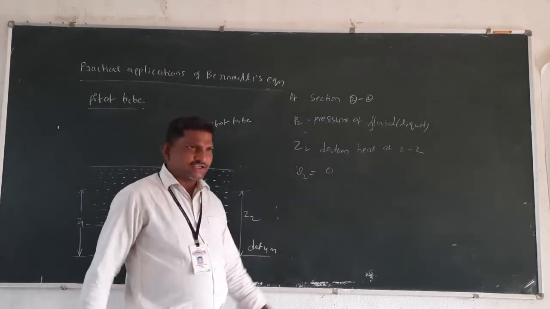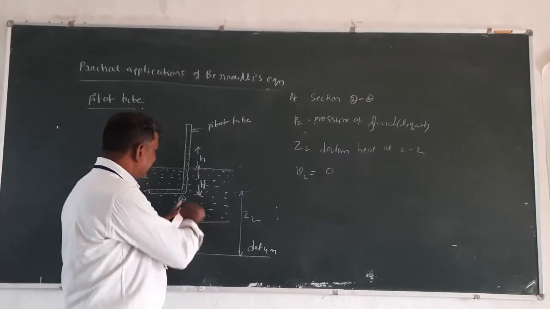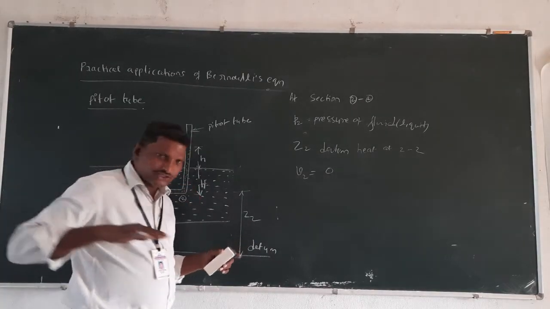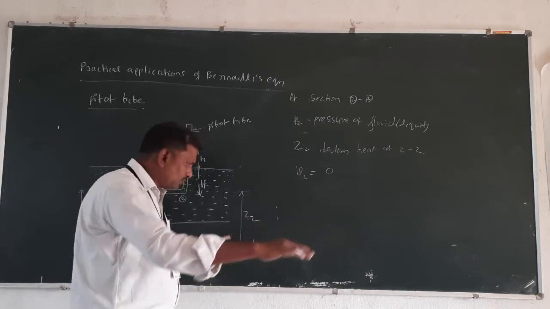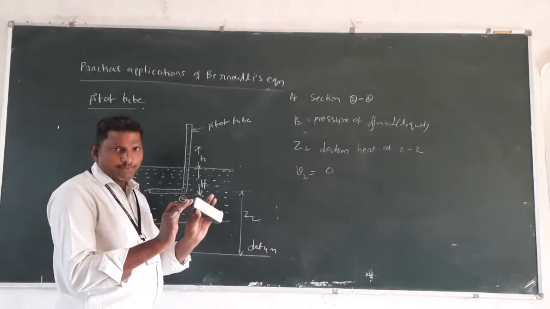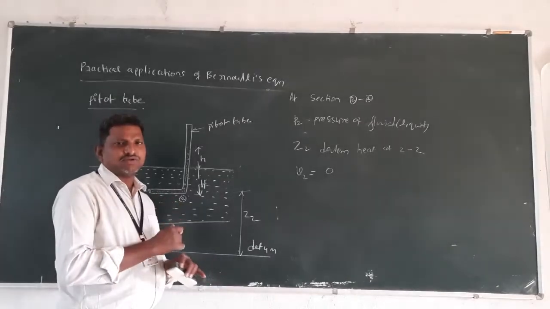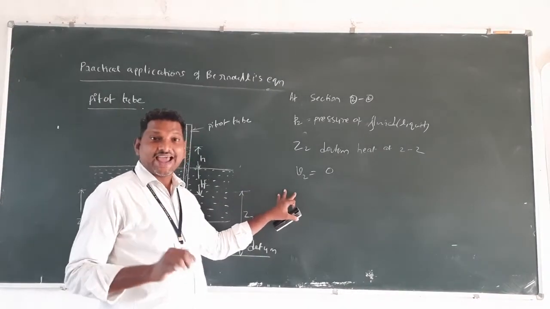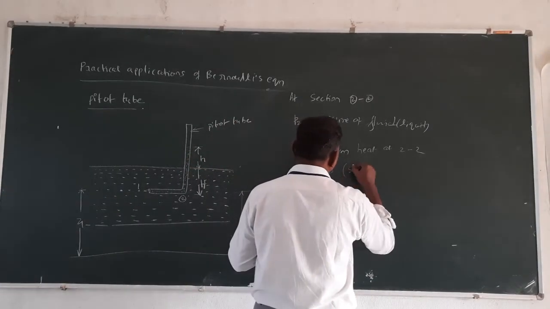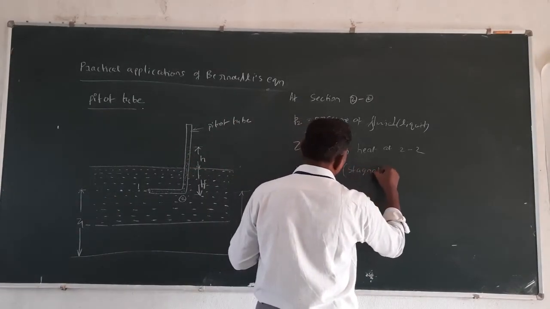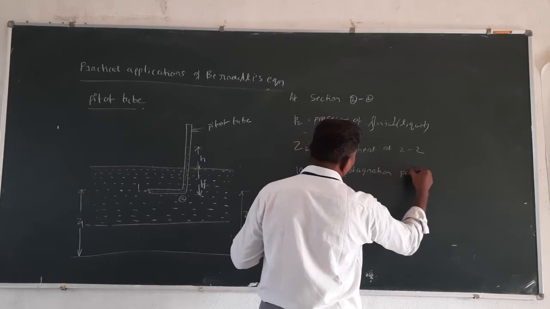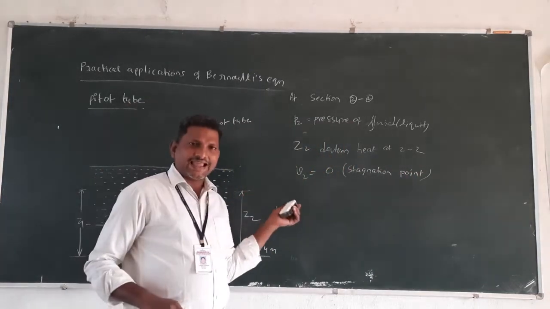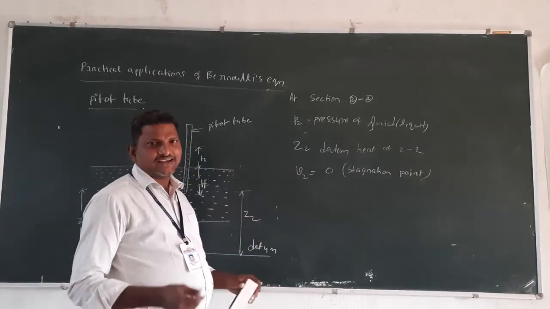How is this velocity becoming 0? Because there is a water obstruction. As the water is flowing to this tube, it will be stopped. Understand? So velocity will become 0. So that point is called a stagnation point. The pressure at the stagnation point is called stagnation pressure.